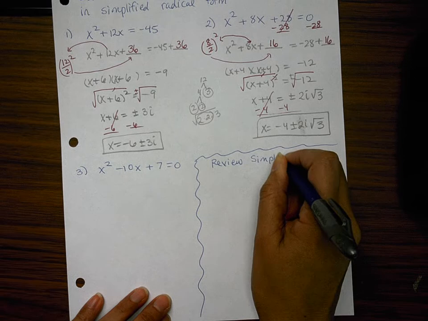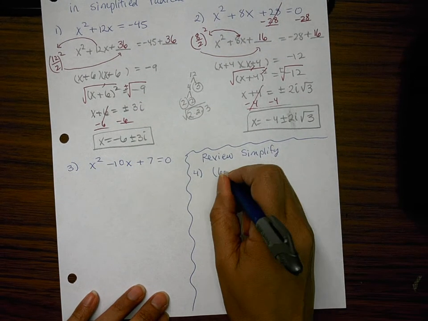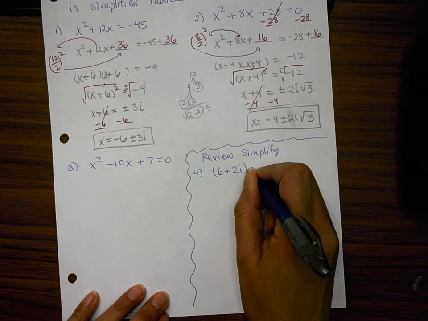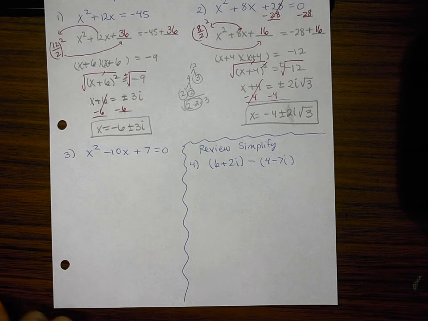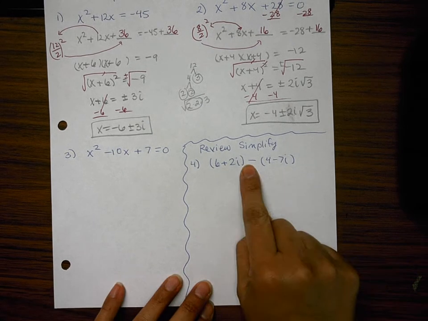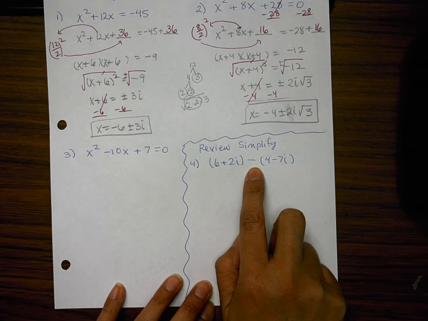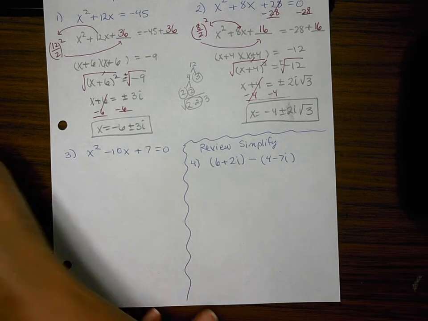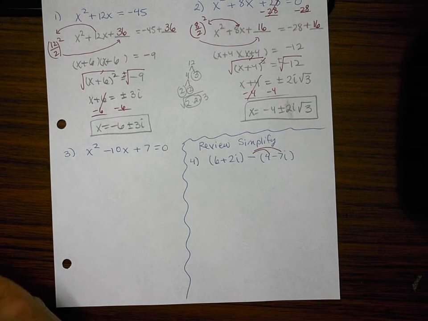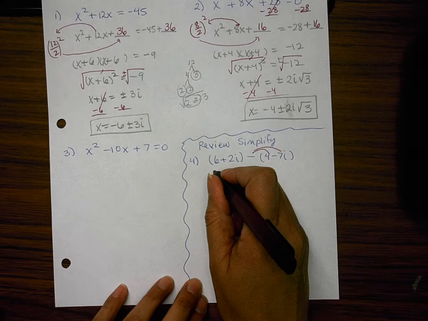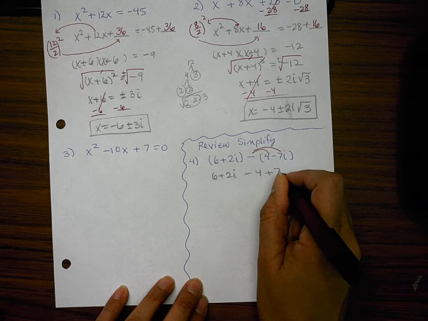Review, simplify. Number 4, 6 plus 2i minus 4 minus 7i. Now, this is review from previous lessons. It looks like double distribution, but there's a minus sign. If there's a minus, it is not a double distribution. You will distribute the negative, but that's it. Distribute the negative and drop your parentheses. So 6 plus 2i minus 4 plus 7i.